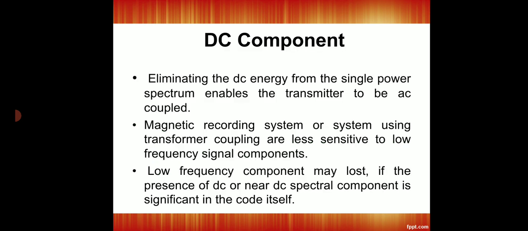Line code is nothing but a pattern of voltage, current, or photons that is used to represent the digital data that is transmitted over the channel, or transmitted in a storage medium.